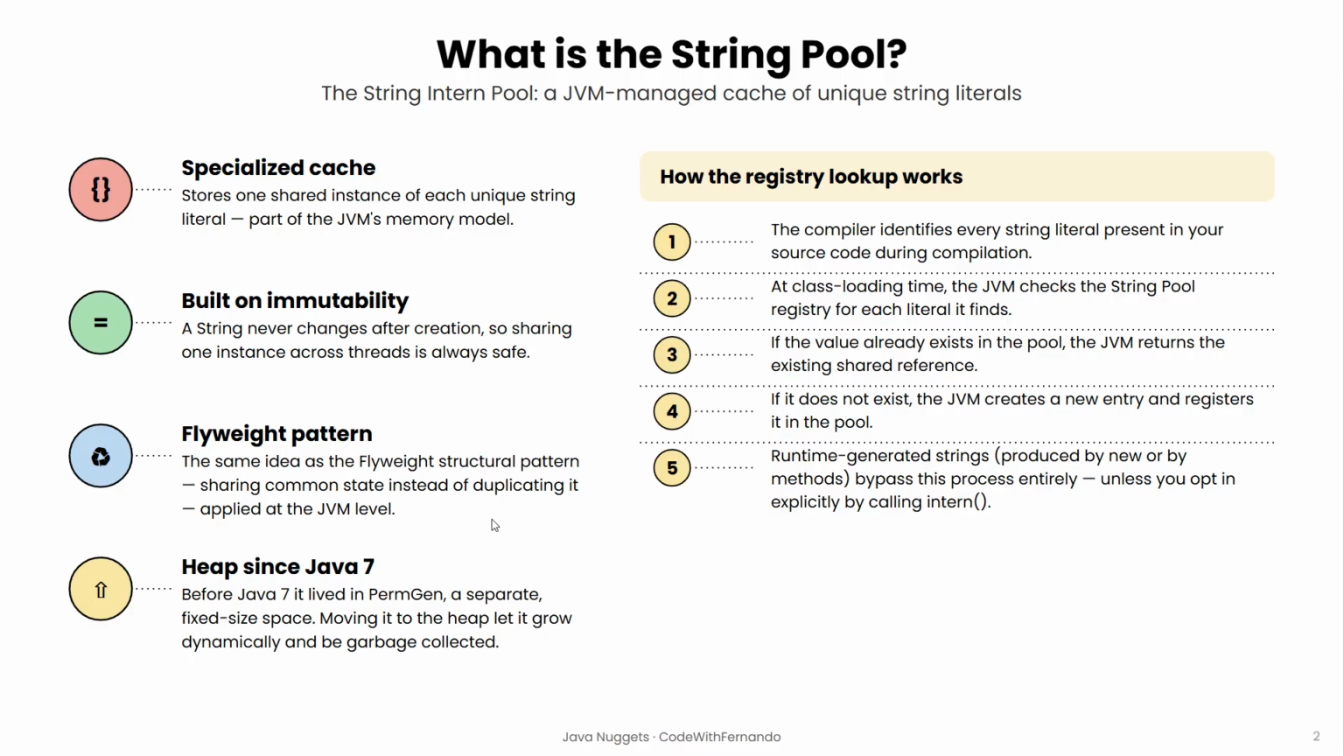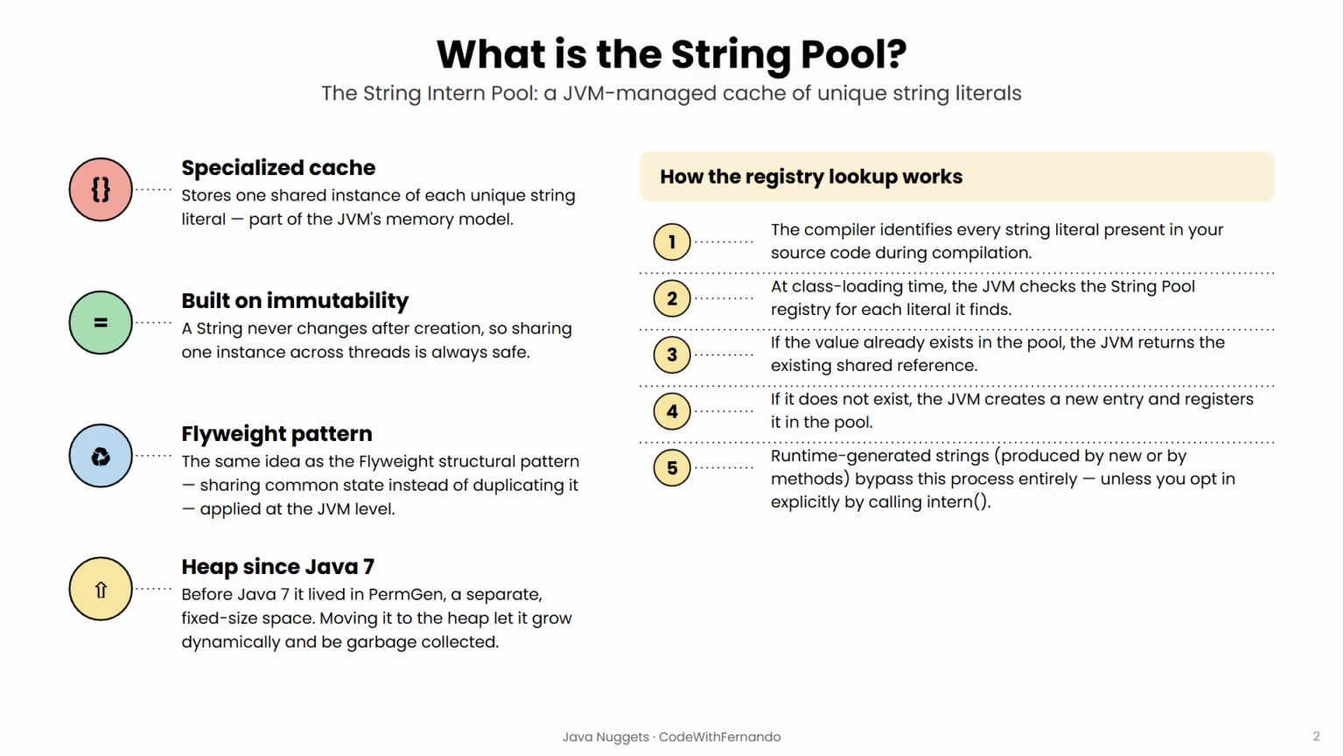So, heap since Java 7. Before Java 7, it used to live in the PermGen, a separated fixed space. Moving into the heap let it grow dynamically and be garbage collected. So, the question, what we need to understand here is how the registry lookup works.